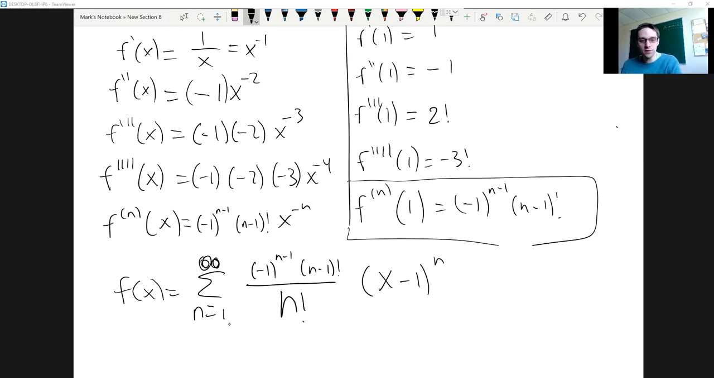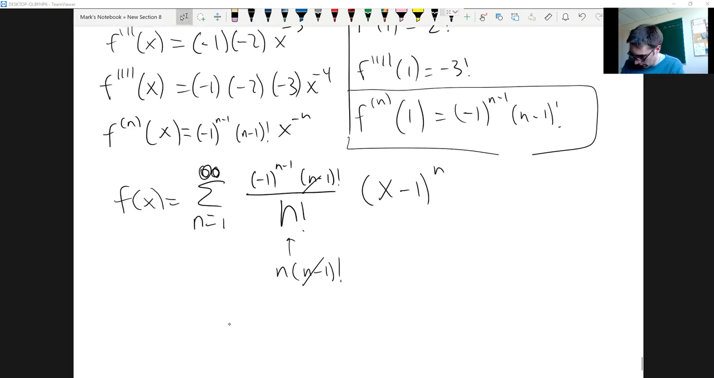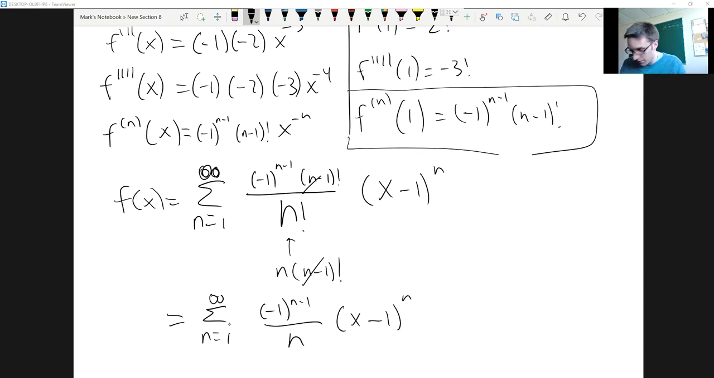And we can simplify that even further because notice n factorial is just n times n minus 1 factorial. And so that's going to cancel. And we will have the sum from n equals 1 to infinity of minus 1 to the n minus 1 all over n times x minus 1 to the n.